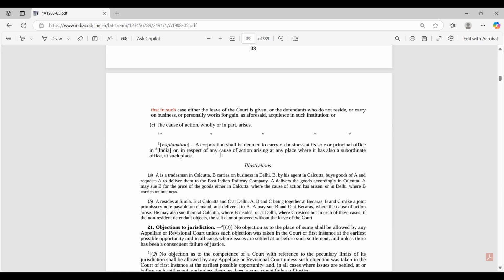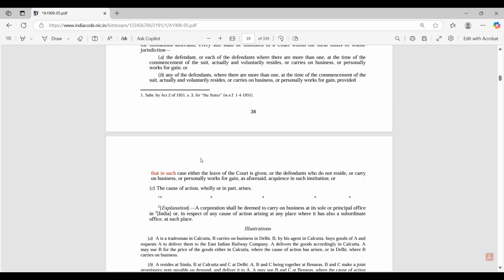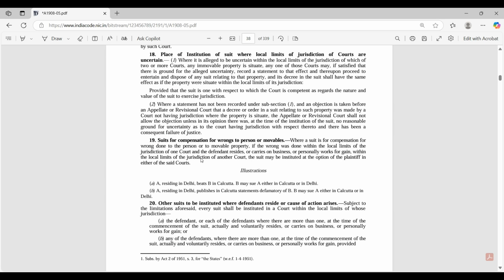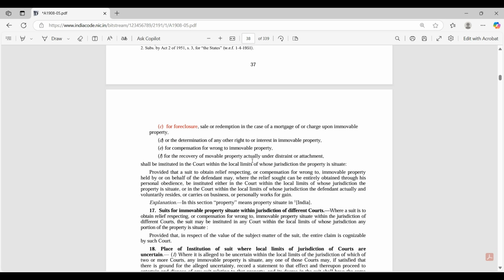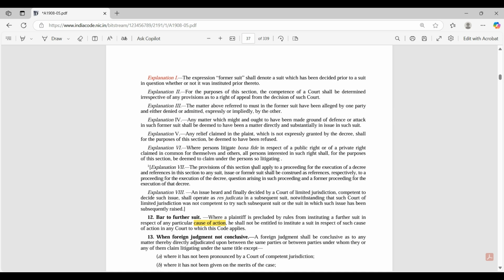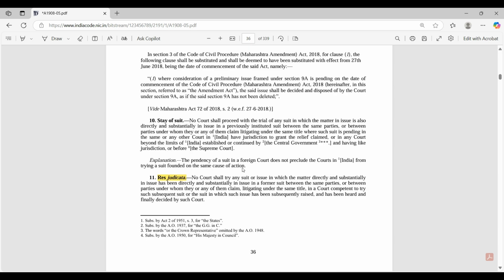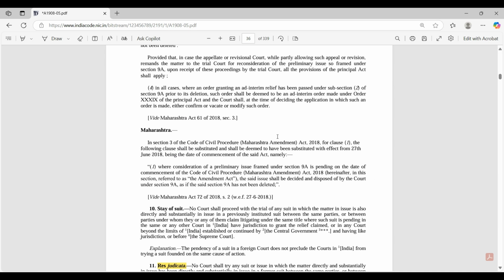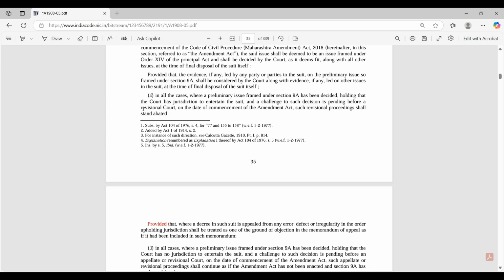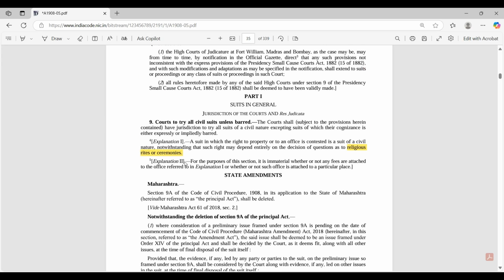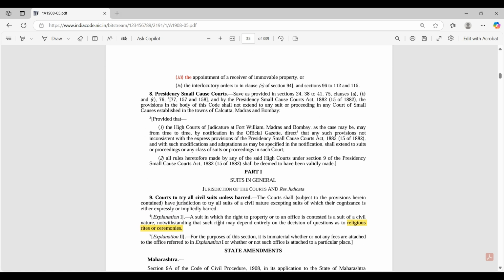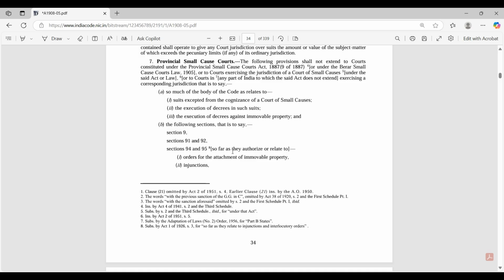Also, read the explanation: a corporation shall be deemed to carry on business at its sole or principal office in respect of any cause of action arising at any place where it has also a subordinate office. So we have finished sections 1 to 20. I have also highlighted various important parts, right? Also, when you read CPC, it becomes your obligation to read the provisions, explanations, sub-clauses, all the clauses which they have mentioned, all the keywords which I have highlighted. When you keep all these pointers in your mind while reading, it becomes very easy for you, right?